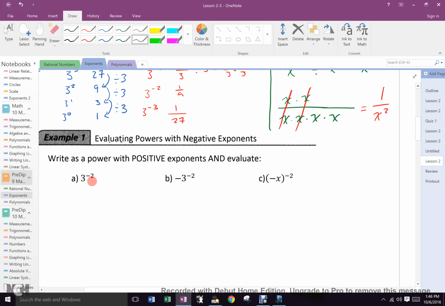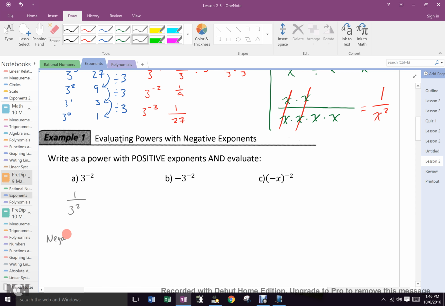Let's start easily. 3 to the negative 2. Does that make any sense? No. So what does it become? 1 over 3 squared. That's a positive exponent. Why?